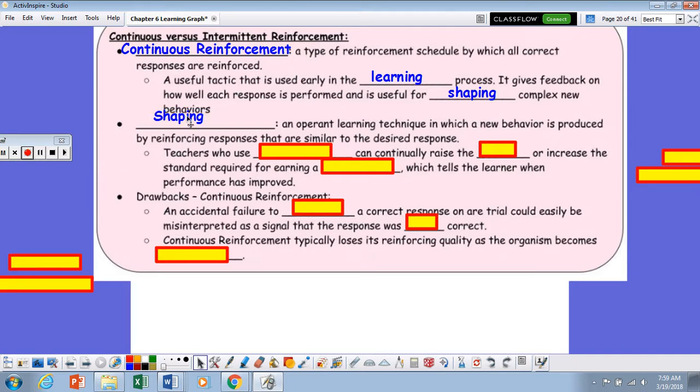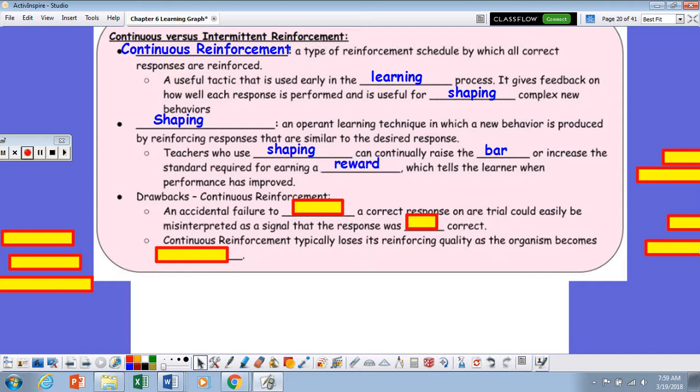Shaping, just so we understand the terminology, is an operant learning technique in which new behavior is produced by reinforcing responses that are similar to the desired response. Teachers might use shaping and continually raise the bar to increase the standard required for earning a reward, which tells the learner that their performance has been improved.